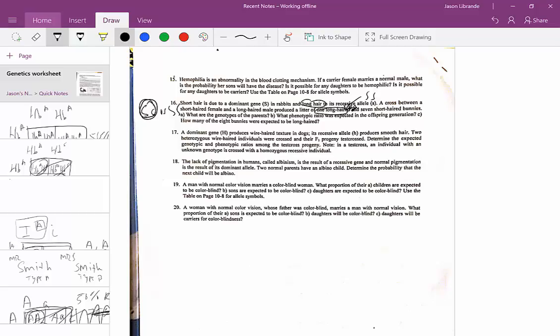So here they chose really bad letters, but these are going to be lowercase s's. So there's no way for that long-haired offspring to get two lowercase s's unless their mother was heterozygous. And then the long-haired male, since that's a recessive trait, we know something about him already. So it's going to be lowercase s, lowercase s. Okay, so let's do that cross. So we know the mother is heterozygous, and we know the father is homozygous recessive.